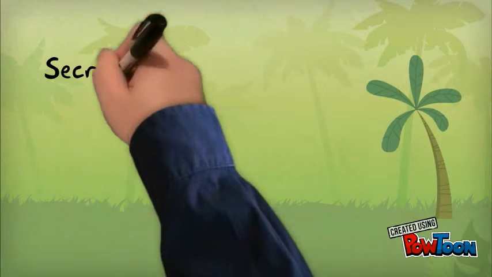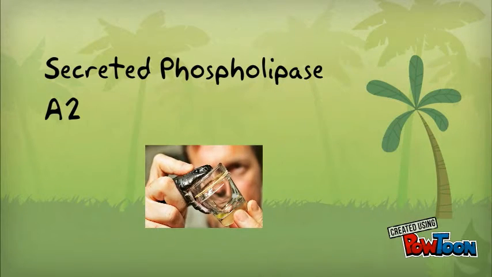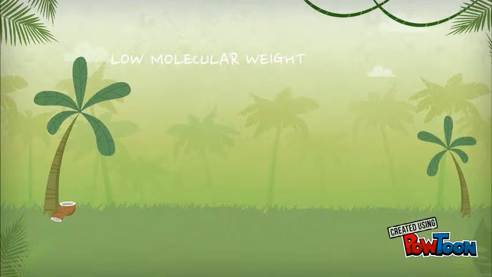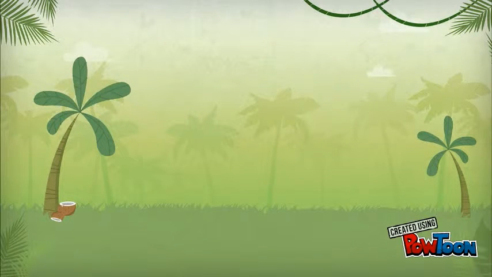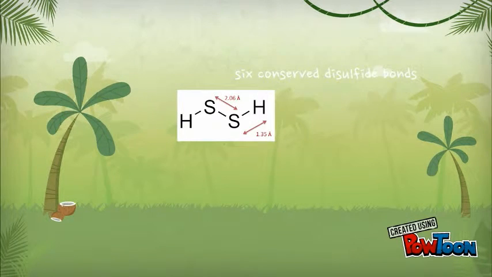Secreted phospholipases A2 is the family found in venom. They are characterized by a low molecular weight, approximately 13 to 15 kilodaltons, and contain histidine in the catalytic site, calcium 2+ bound in the active site, as well as 6 conserved disulfide bonds with 1 or 2 variable disulfide bonds.